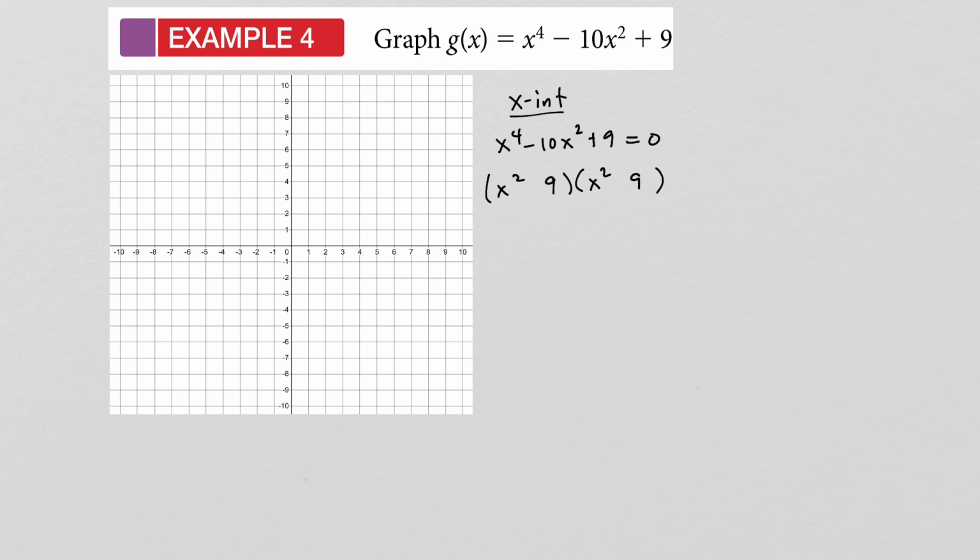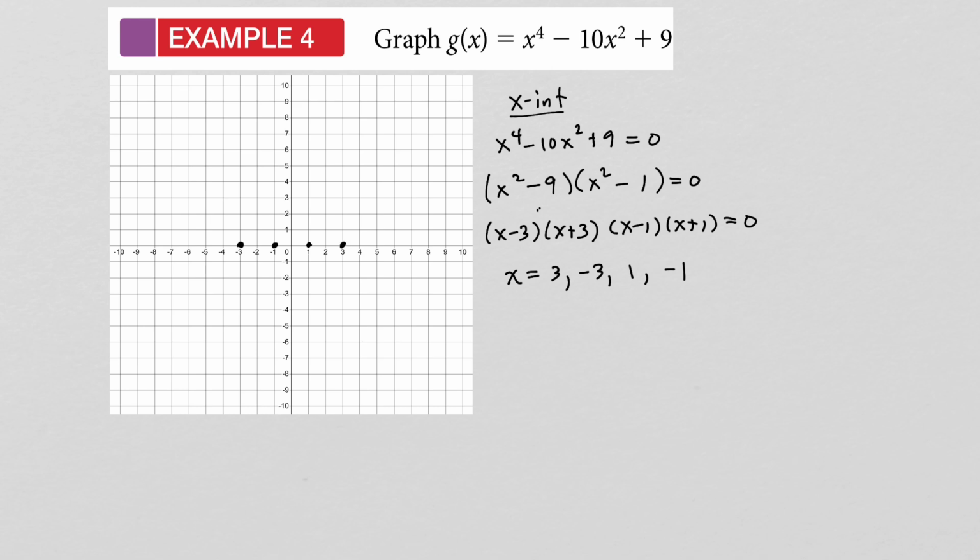And if I go 9 times 1 here, and if I go negative and negative, that's going to give me a positive 9. And in the middle here, I'm going to get negative 9x squared and negative 1x squared, which is negative 10x squared. Now we can go ahead and factor this a little bit more. x squared minus 9 factors like this. x squared minus 1 factors like this. And we're going to get 4 answers: 3, negative 3, 1, and negative 1. And if I graph all those, here's negative 3, negative 1, positive 1, and positive 3.